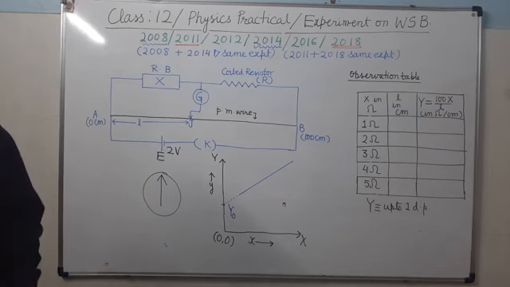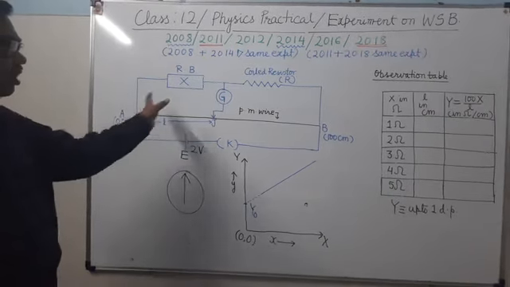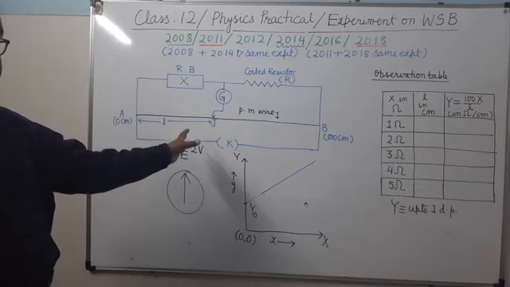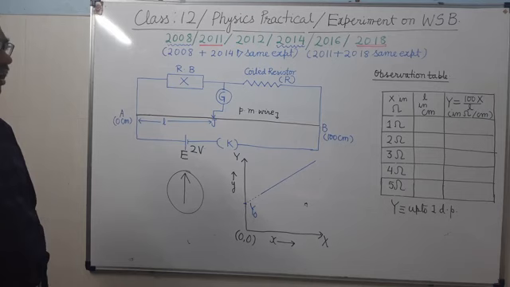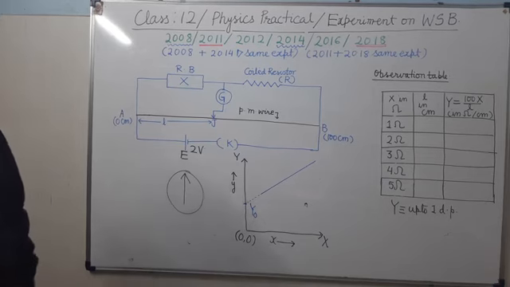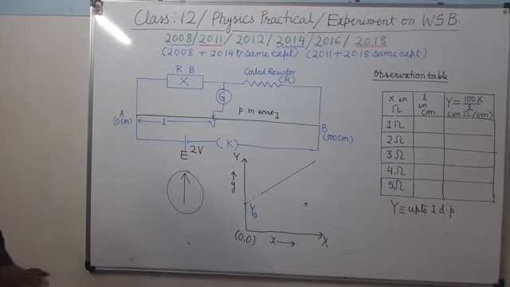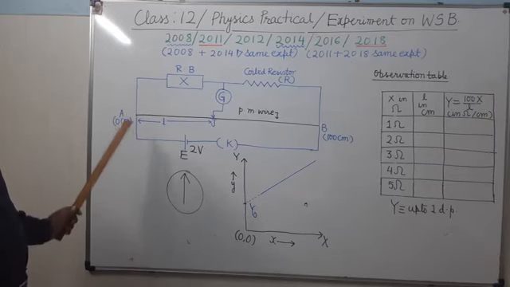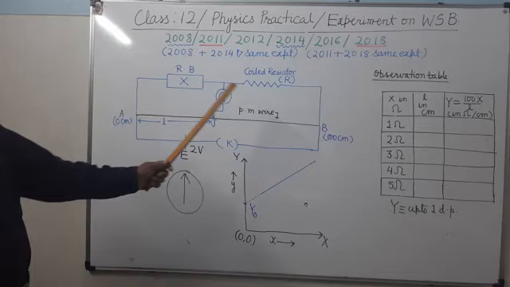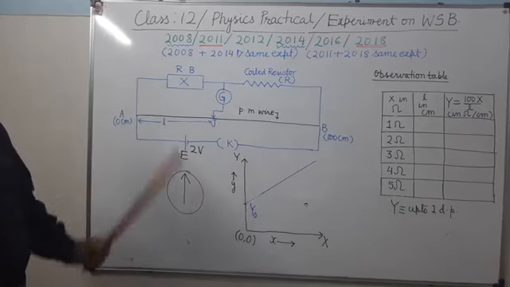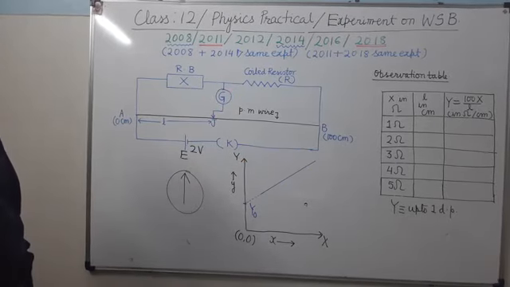Now, I am going to set up the circuit in this way, and then I will explain how you will take the reading. So see here, how will you take the reading after ensuring that on touching the jockey at A and then at B, the galvanometer is showing the deflection in opposite direction.